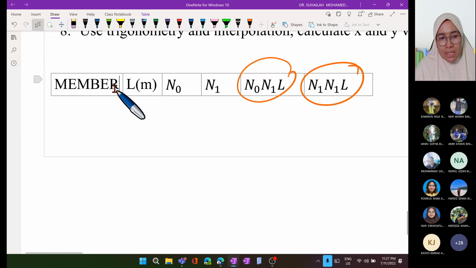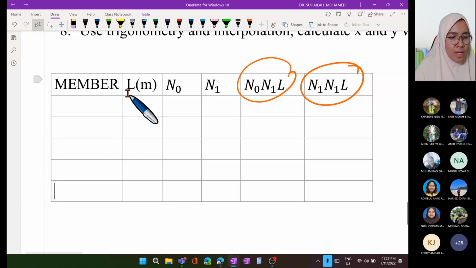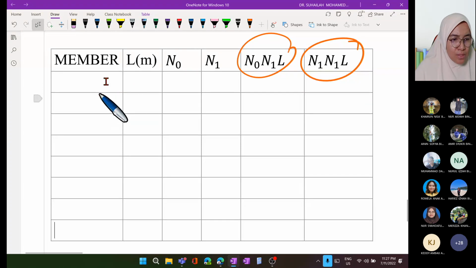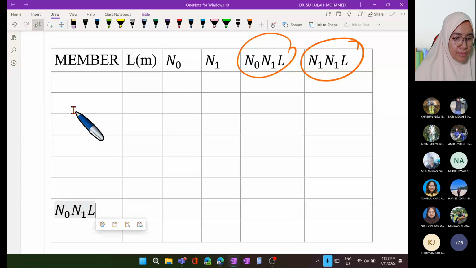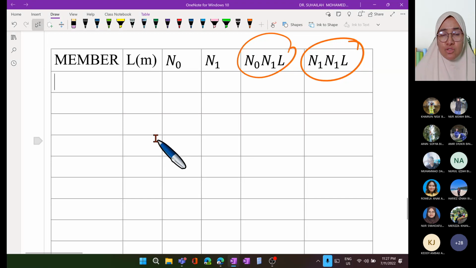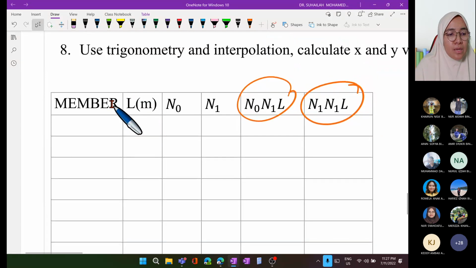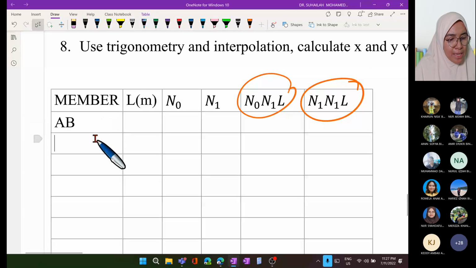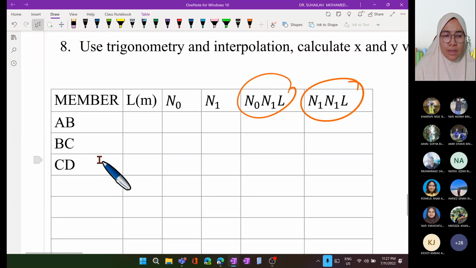We have 8 members, identified at the early stages: 1, 2, 3, 4, 5, 6, 7, 8. Then 9 for the summation. List all the members in the actual truss. Earlier, when we calculated the degree of indeterminacy, it was 8 members, so list all 8 members here. We start with AB, then BC, and then CD.